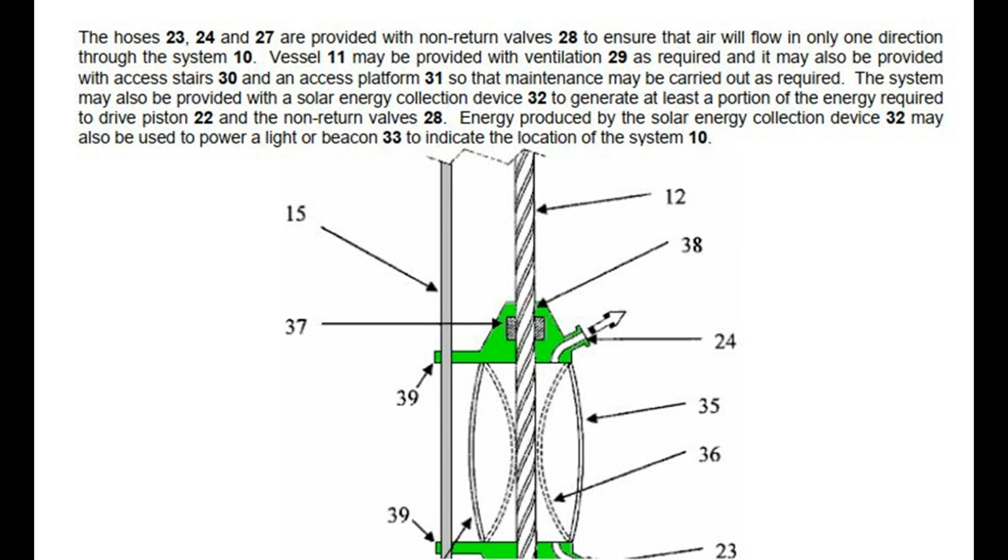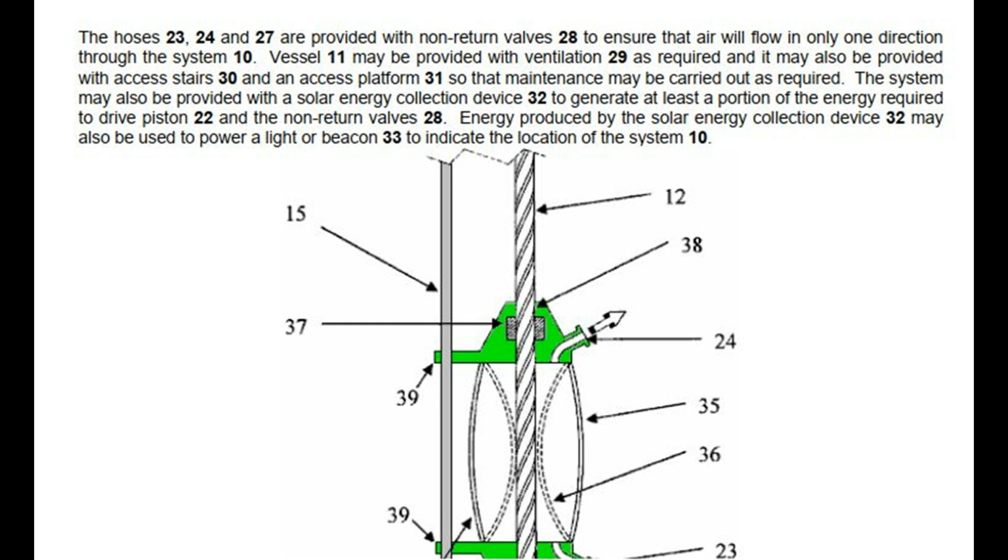The system may also be provided with a solar energy collection device 32 to generate at least a portion of the energy required to drive piston 22 and the non-return valves 28. Energy produced by the solar energy collection device 32 may also be used to power a light or beacon 33 to indicate the location of the system 10.